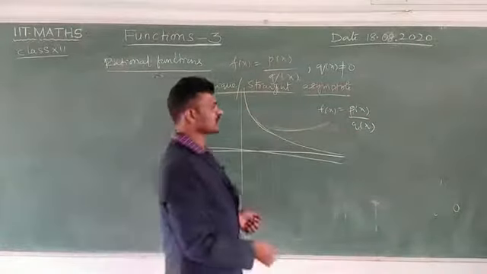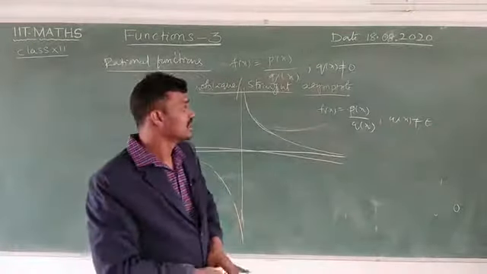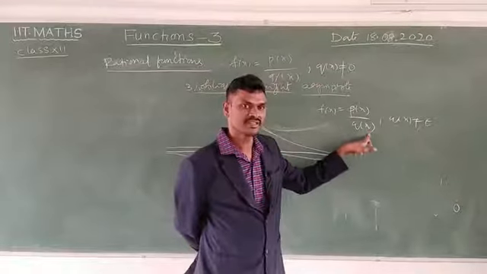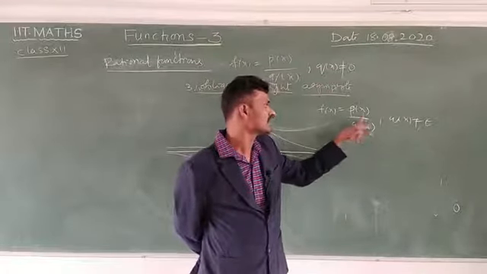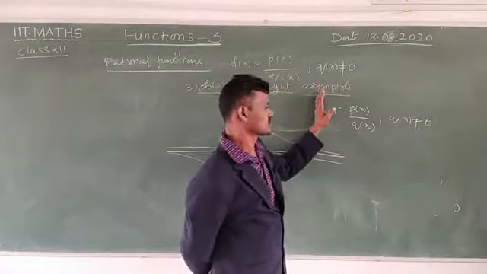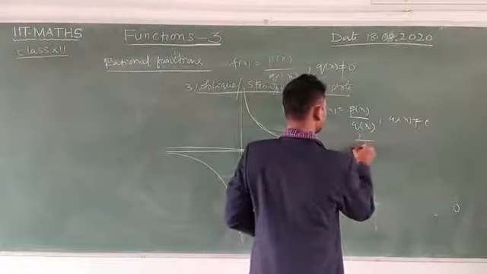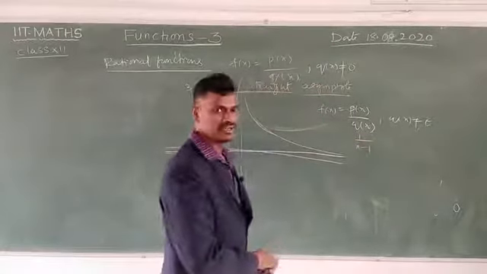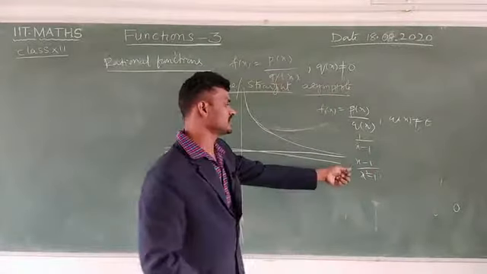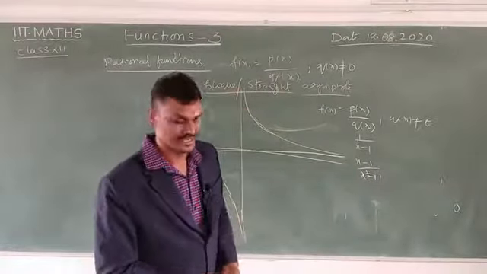Here q of x is not equal to 0, and p of x and q of x are polynomials. The numerator polynomial is p of x, the denominator is q of x. If the degree of the denominator is greater than that of the numerator, that is called the oblique or straight asymptote. Suppose you take 1 by x minus 1: its denominator degree is 1, numerator degree is 0. Or otherwise, x minus 1 by x square minus 1: denominator degree is 2, numerator degree 1. Then the numerator degree is less. That is called the oblique asymptote.